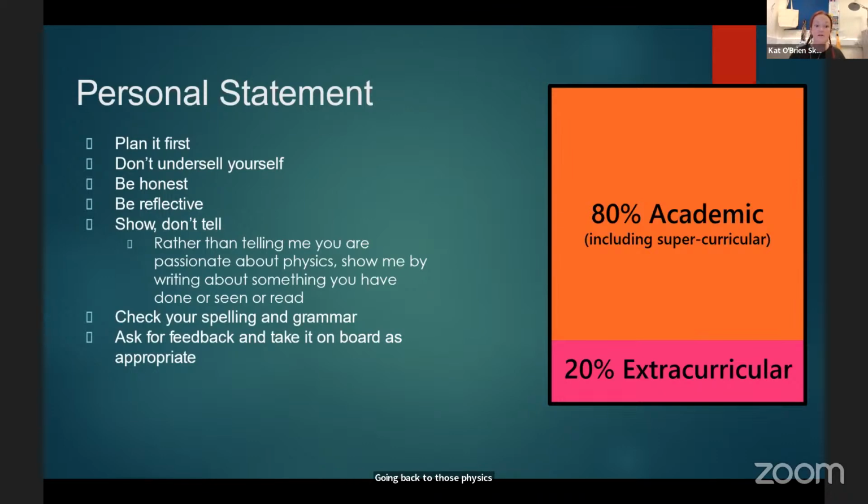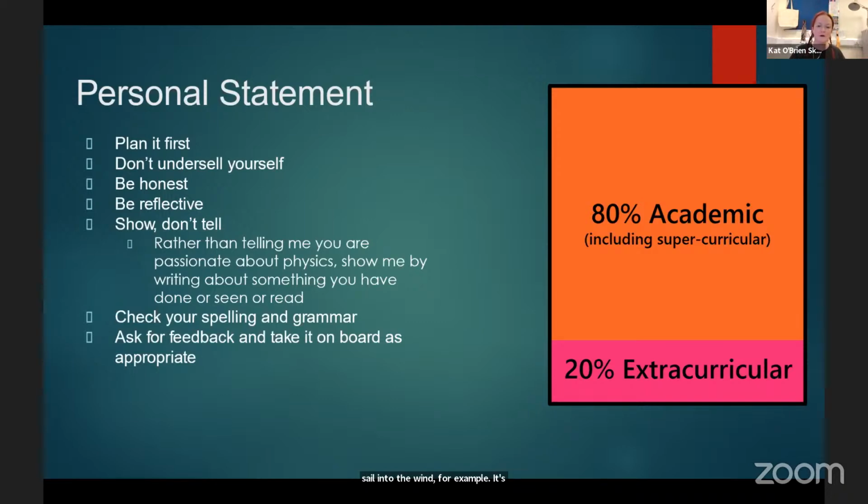Some general tips: make sure you plan it. Do not undersell yourself, okay? If you're really good at physics, tell us about your prizes. Be honest. You will be caught out if you say that you absolutely adore something. It's always the classic example: if you say you're really keen on sailing and you're applying for engineering, they'll probably expect you to have some idea of how a boat can sail into the wind, for example. It's important to be honest.